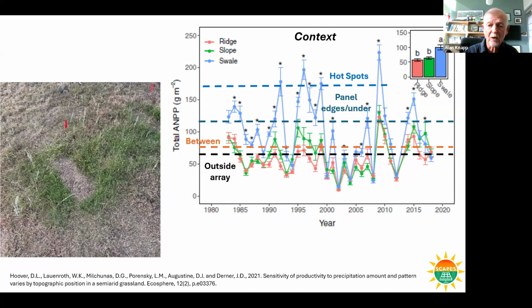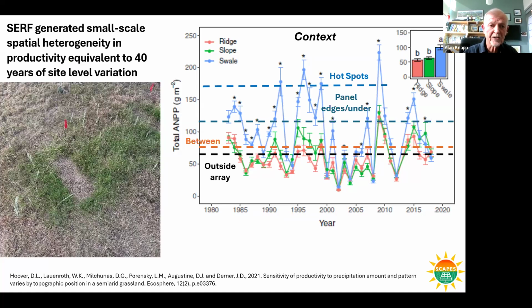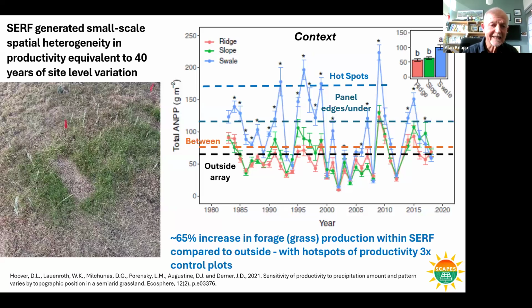And so what we see overall is this generally large increase in productivity, as well as this tremendous variability in productivity under this array, equivalent to what we see over 40 years of wet and dry years combined, we see within a single year within this array. We think these hot spots might be really, really important for cattle grazing during dry years, and overall we do see quite an increase in productivity.